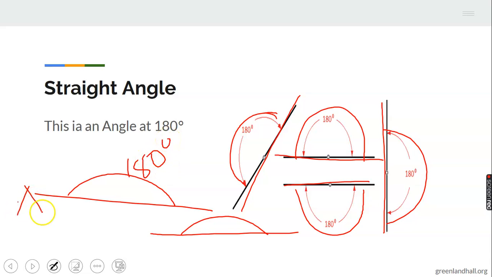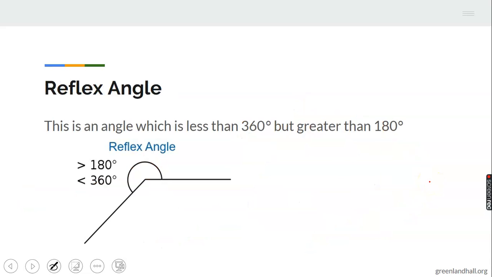Okay, we can have A, B, we can have X, Y, but this angle here is what? 180. Okay, now let's go to reflex angle. This is an angle which is greater than 180 but less than 360. You can see it. This is 180. This is 180. But in this case, we have more than that.